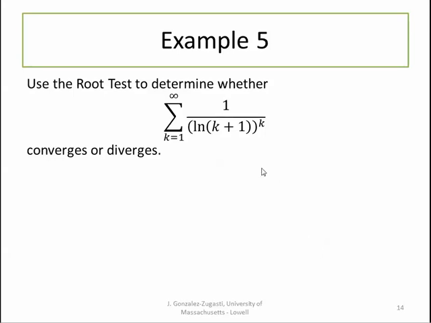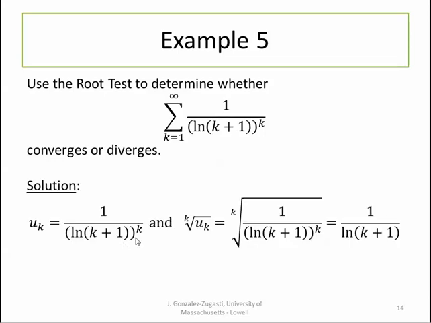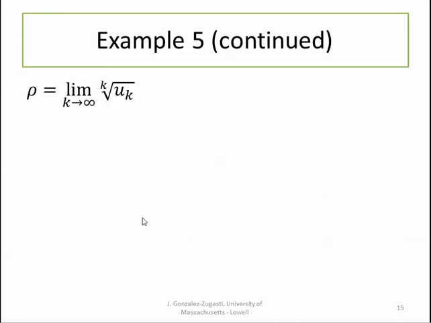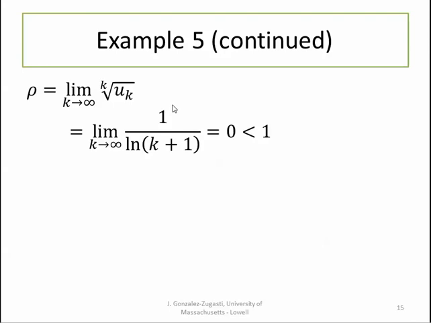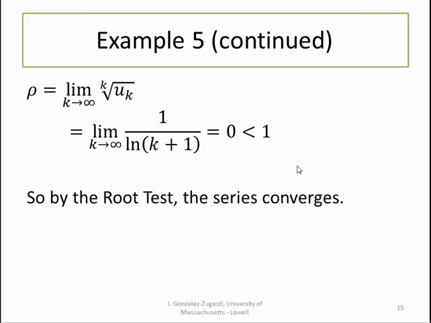Let's use the root test to determine whether this new series converges or diverges: 1 over the natural log of k plus 1, all raised to the k. Oh, this looks like fun too. All right, so what do? We determine our kth term, and we determine the kth root of our kth term. Now we let rho be equal to the limit as k goes to infinity of the kth root of our kth term. And as k goes to infinity in this case, the natural log of this part here goes to infinity, so the whole thing's going to head towards 0. So since rho is less than 1, by the root test we know that our series converges.